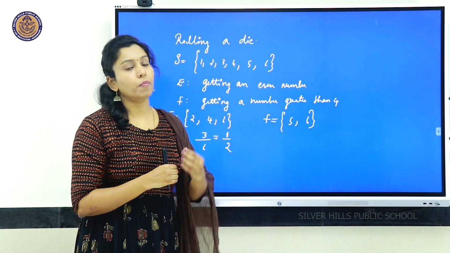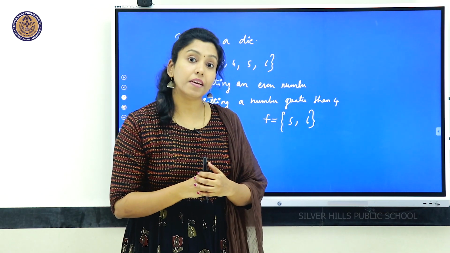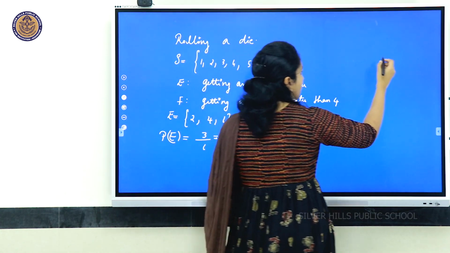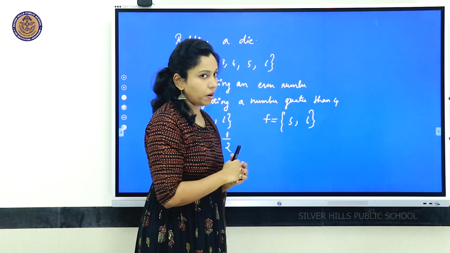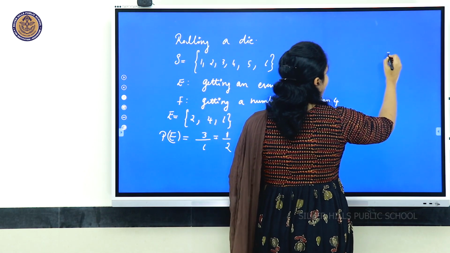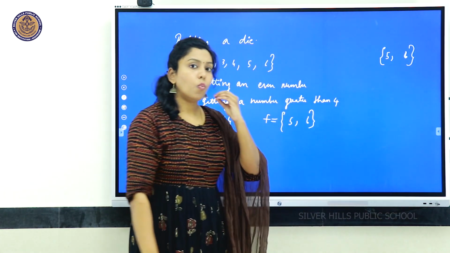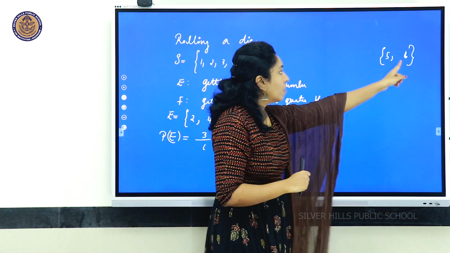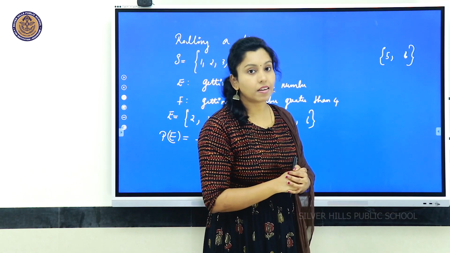So there is some additional information here. What is it? I know that the number that comes on the die will be greater than 4. Greater than 4 means what are the possibilities here? We have 1, 2, 3, 4, 5, 6, but we are not bothered about the first 4 numbers because I know the number is greater than 4. So I have 5 and 6. And the question is, what is the probability of getting an even number from here? 2 members are there in total and you have just 1 even number, that is 6.